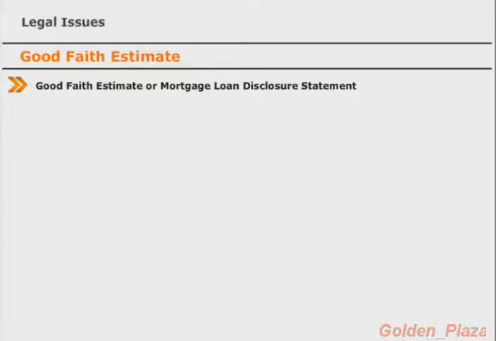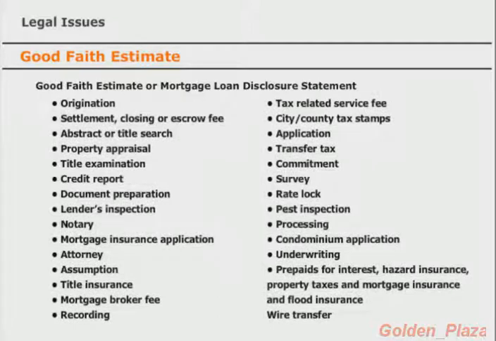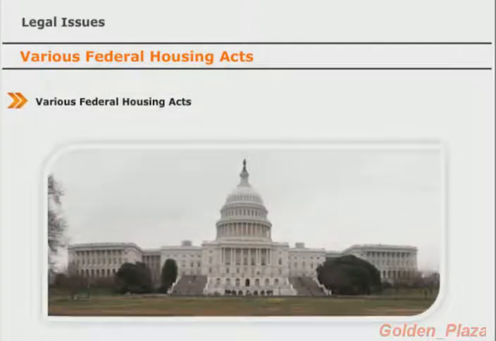Smart loan shoppers obtain GFEs from 2 or more lenders, compare their costs, and ask questions about any large discrepancies. Shown on the screen are a list of some of the fees you'll find on your GFE. Please take a moment to review them before proceeding to the next slide. Many additional federal housing acts have been passed over the years, helping to guarantee fairness and openness to the home buying and development process. To see a complete list of these acts and brief descriptions of each, please review the guide that accompanies this lesson.